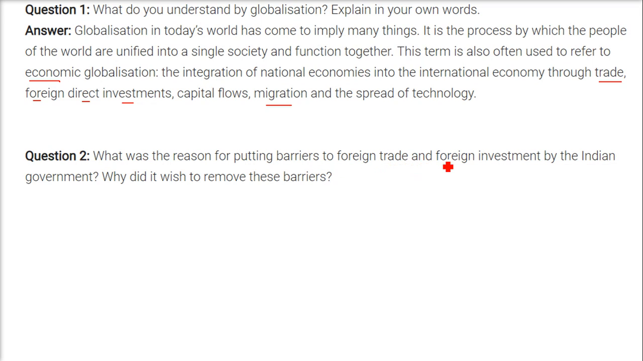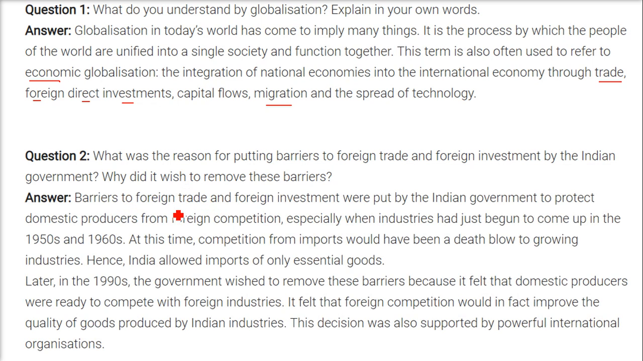What was the reason for putting barriers to foreign trade and foreign investment by the Indian government? Why did it wish to remove these barriers? So barriers to foreign trade and foreign investment were put by the Indian government just after independence, to protect the domestic producers, because India had just come out of British rule. These Indian producers were still in the process of making themselves ready to produce.